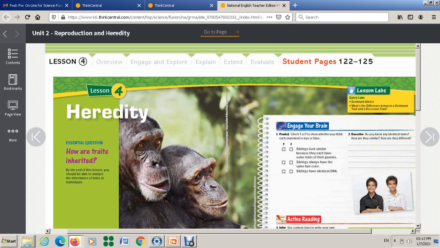Let's start our lesson by solving these true or false statements. I'm going to start with the first one. Siblings look similar because they each have some traits of their parents. Do you agree with this one? So this one is true. Siblings always have the same hair color. Actually, this one is false. Siblings have identical DNA. This one is also false.